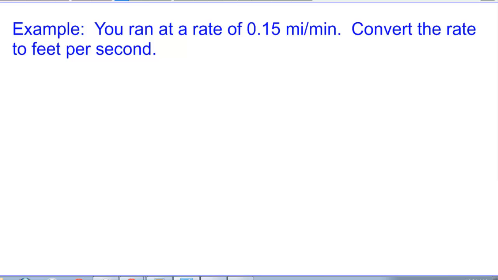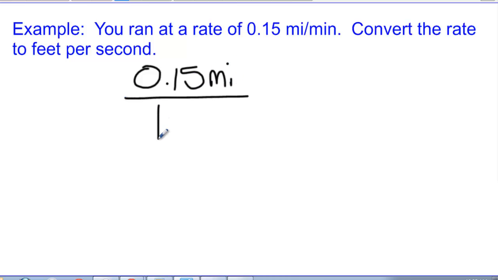Here's another example. This is actually a rate. You ran at a rate of 0.15 miles per minute, and we want to convert that rate into feet per second, just so that maybe we're comparing our time to someone else, and that's the unit that they have their time in. So I'm going to write this as 0.15 miles over 1 minute, so that I'm just clear on what I have here. And I know that I'm changing that into feet per second.